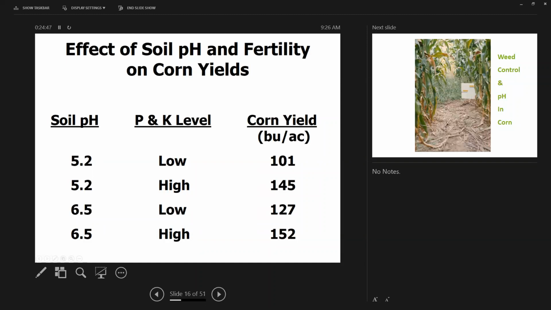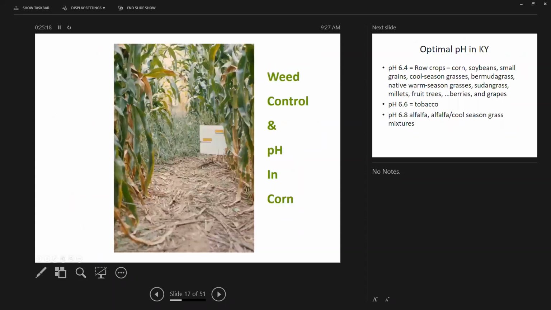However, look at this: 5.2 in the low fertility versus the 6.5 in the low fertility. Got an additional 26 bushels just by adjusting the pH at this low fertility status. And then go on and maintain the pH and the high. Now we're back up here to a higher pH. So fertility and pH, they interact, they complement each other. Take care of both of them, they're going to take care of you better.